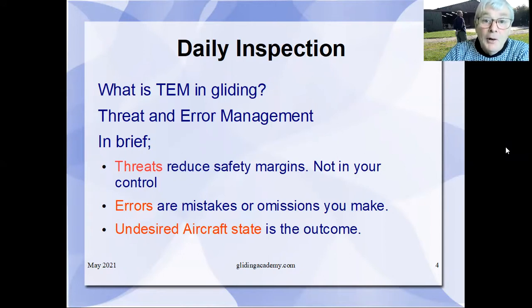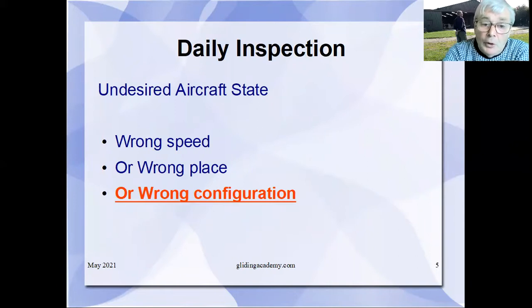So just to remind you about threat and error management, threats basically reduce safety margins and they're not in your control. Errors are mistakes or omissions that you might make, and the undesired aircraft state is the outcome. So the undesired aircraft state is the aircraft is flying at the wrong speed or in the wrong place, or most importantly for this exercise, in the wrong configuration.